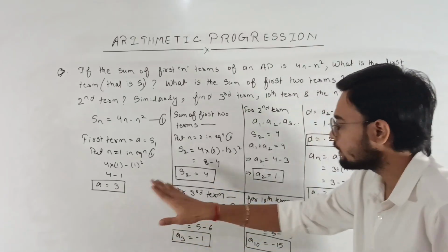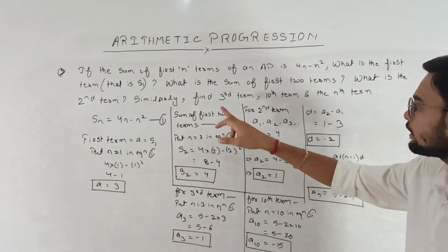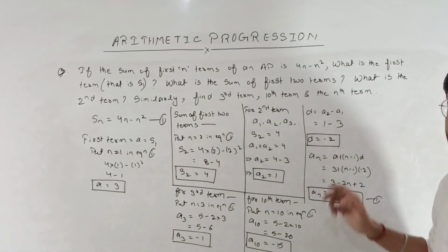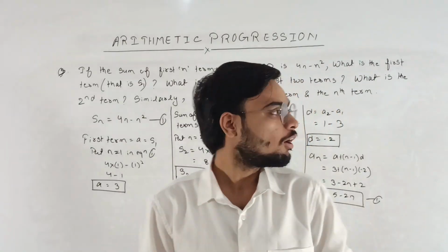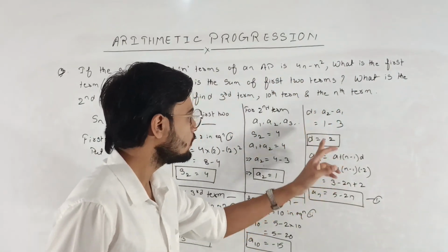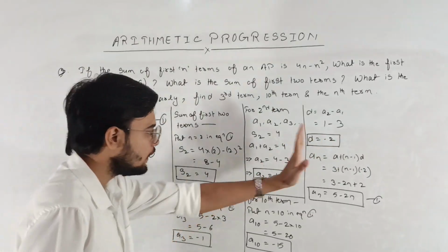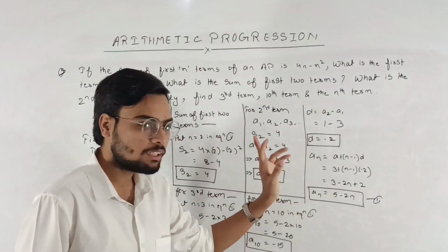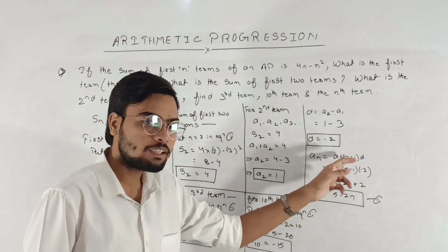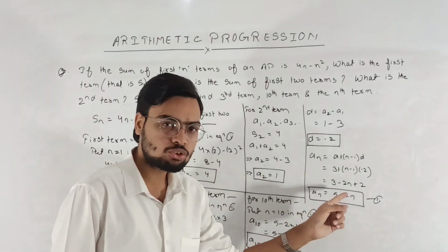Now I have the first term, the sum of the first two terms, and the second term. Now I have to find the third term, the 10th term, and the nth term. For these, first we have to find D, the common difference. D is A2 minus A1, which is 1 minus 3, which is minus 2. Now I have the first term A and the common difference D, and from these two I find the nth term. An is equal to A plus n minus 1 into D. After calculating this, I get An is 5 minus 2n.